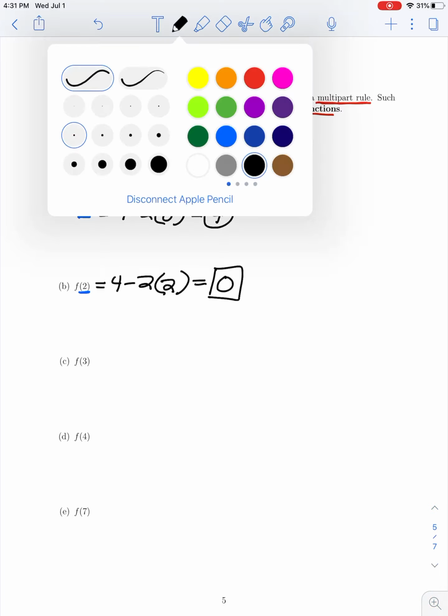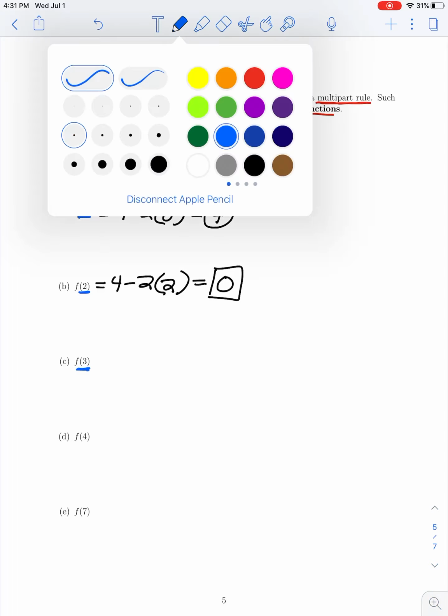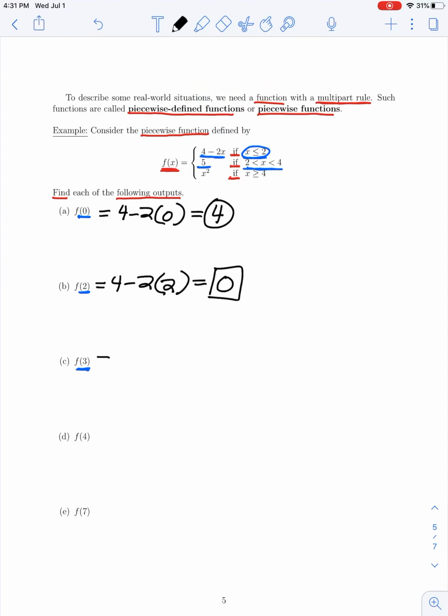Now in part C, we are asked for f of 3. The value of x here is 3, which lies between 2 and 4. So here we're going to use the second definition of our function, which is the constant 5. Regardless of what x is, as long as x is between 2 and 4, the value of our function is equal to 5.